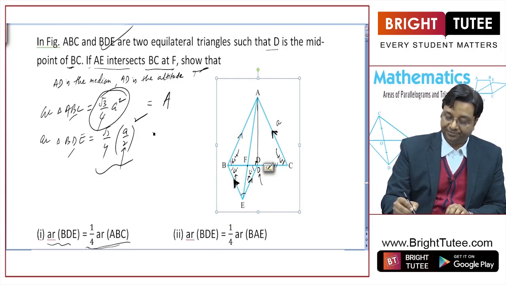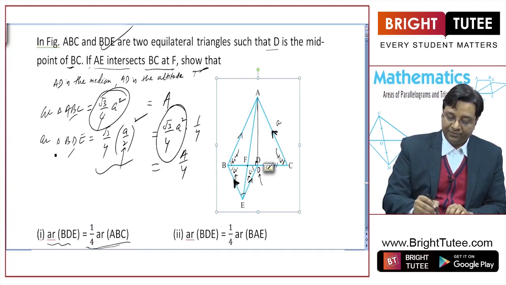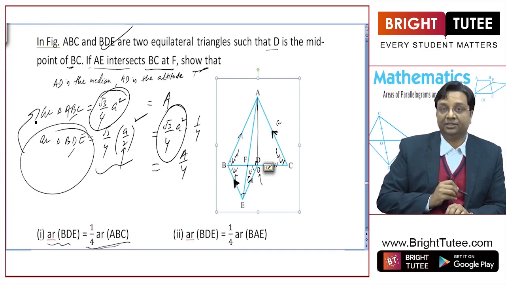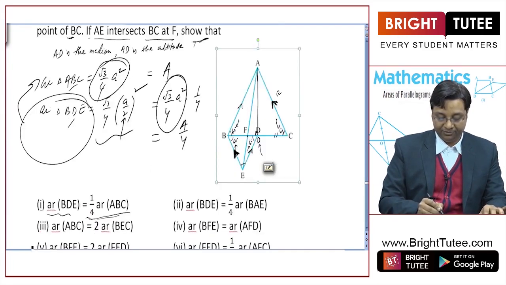So what will be this? It will be root 3 by 4 A square into 1 by 4. This is capital A. So this area is 1/4 of this area. This is what we need to prove in first part here.